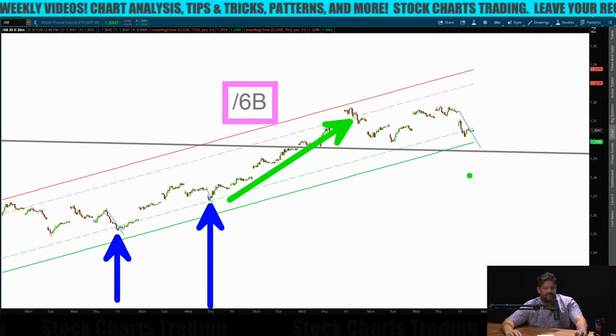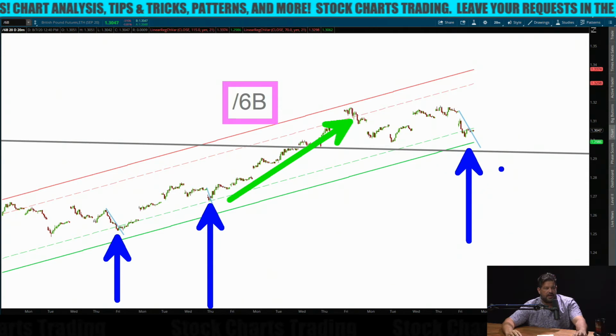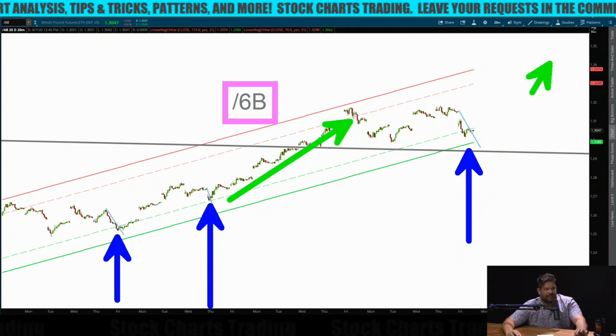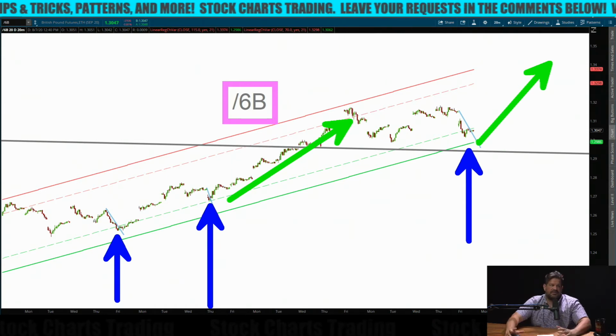Now, what's happening? Well, guess what? Right here, you're entering into an area, and what do you think is going to happen? That's right. It's going to go back into these highs, into these resistance lines of this LRC channel.